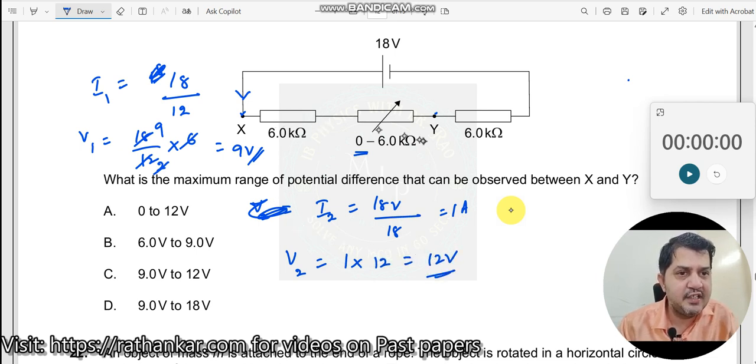Thus, your voltage here can vary between 9 volt to 12 volt. 9 volt to 12 volt, answer is C.